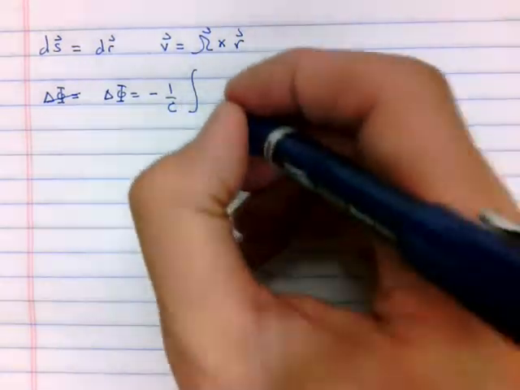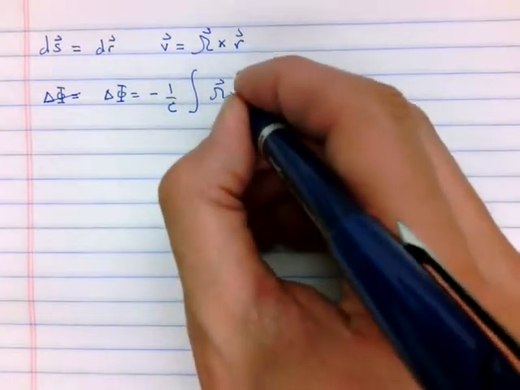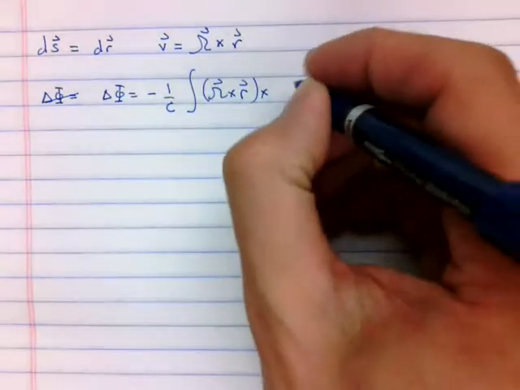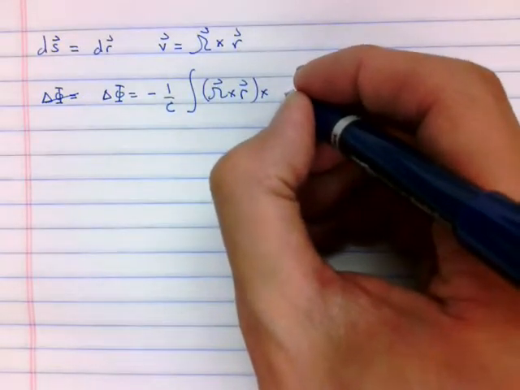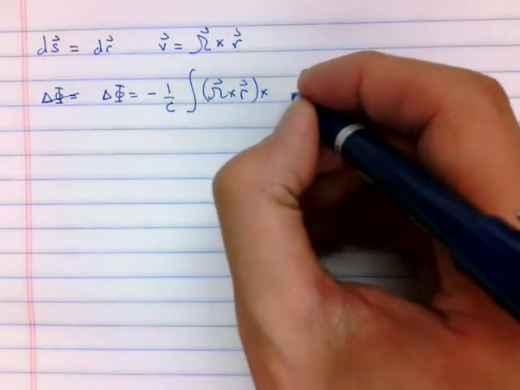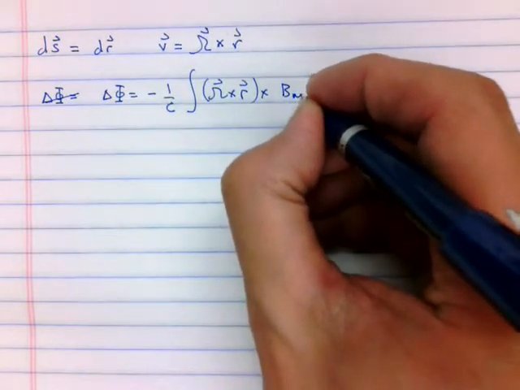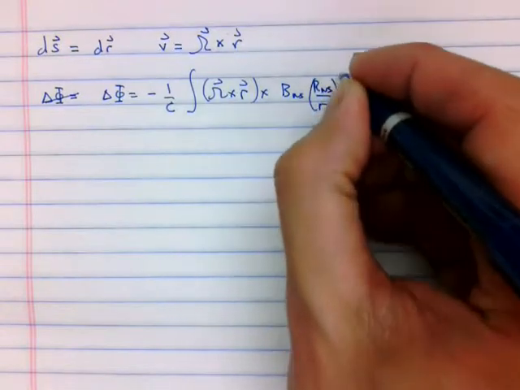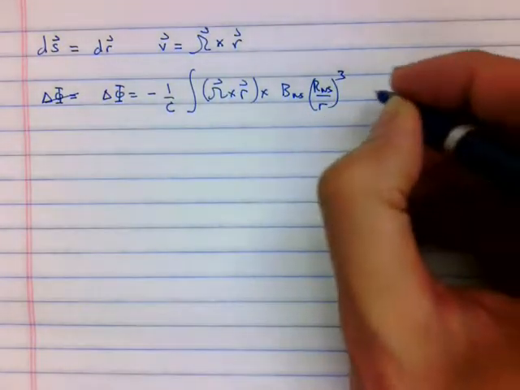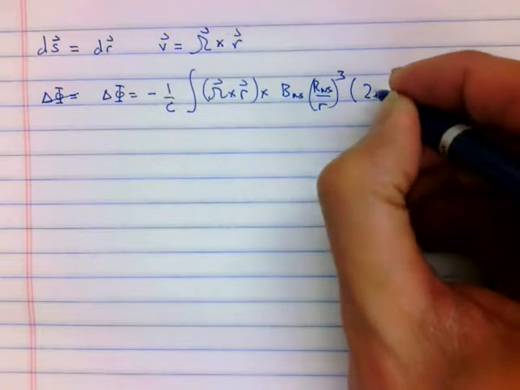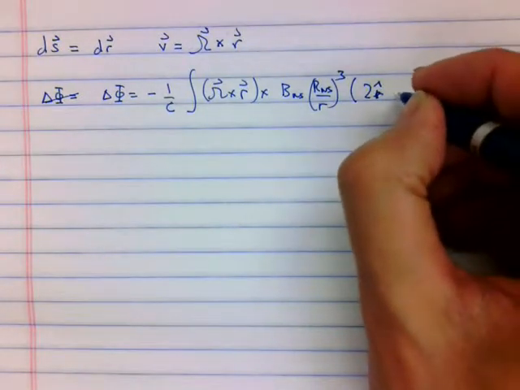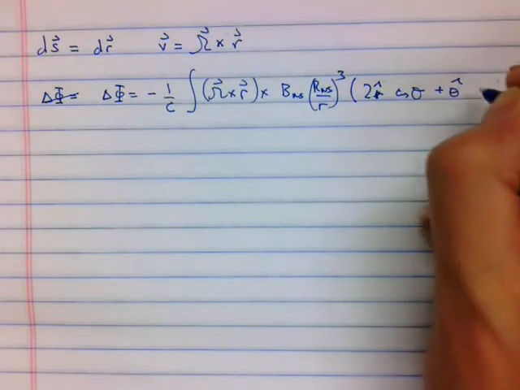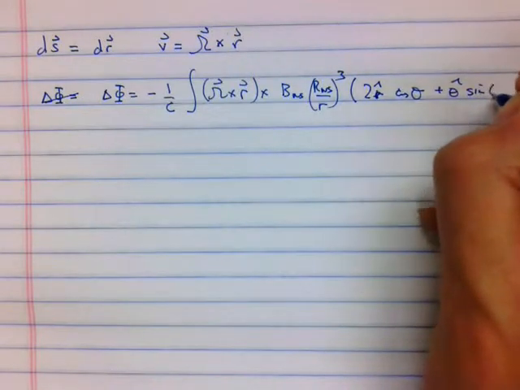Let's do the integral now. Okay, let's do omega cross r, that's v, cross the B field, which is going to have two components. So it's going to be basically B_NS on the surface, R_NS over r cubed, right? 2 r hat cosine theta plus theta hat sine theta.